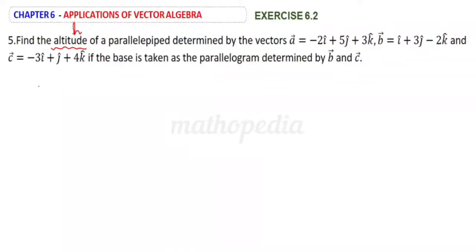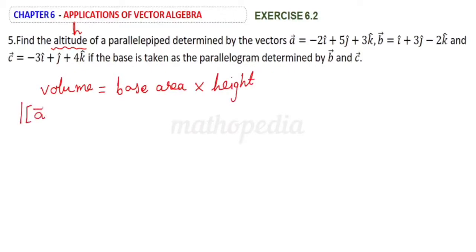We know that the volume of the parallelepiped is equal to its base area into height. So the volume of the parallelepiped is the modulus of the box product ABC, that is equal to the base area.